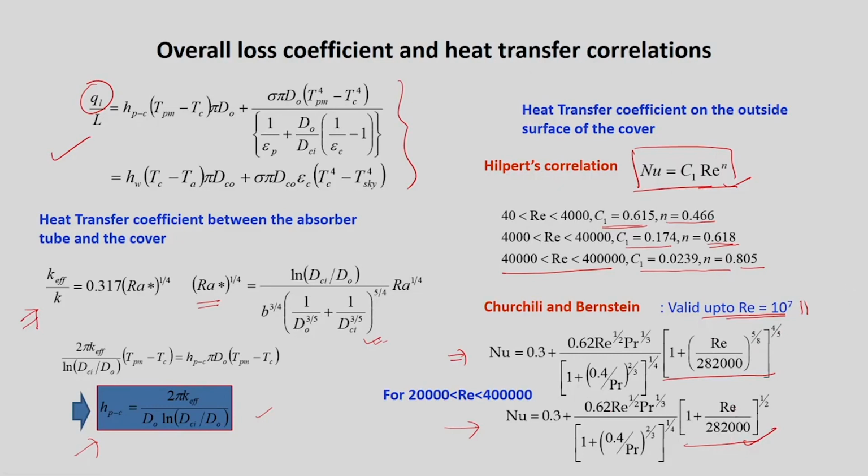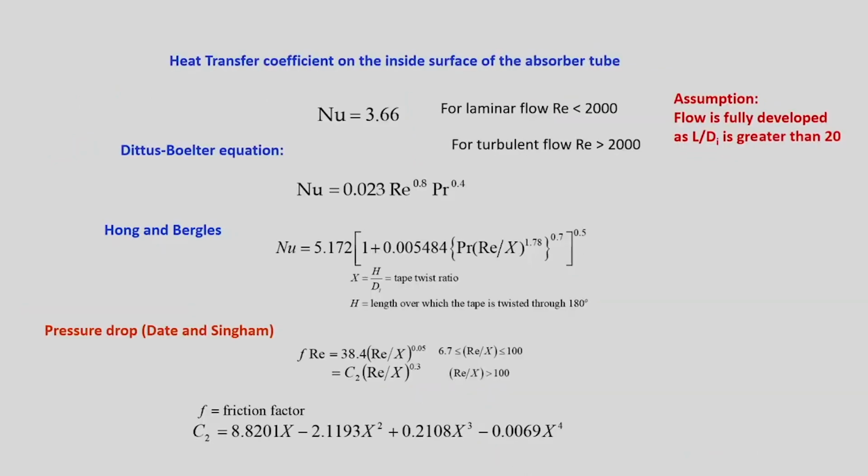Once you know this Reynolds number, and the Prandtl number is known at that temperature, we can calculate the heat transfer coefficient, because Nusselt number is HL or HD by K, sometimes it is D also. Once we know this K, L or D, we can calculate H, the heat transfer coefficient. If I am interested in the heat transfer coefficient on the inside surface of the absorber tube, then we need to go for this kind of correlation.